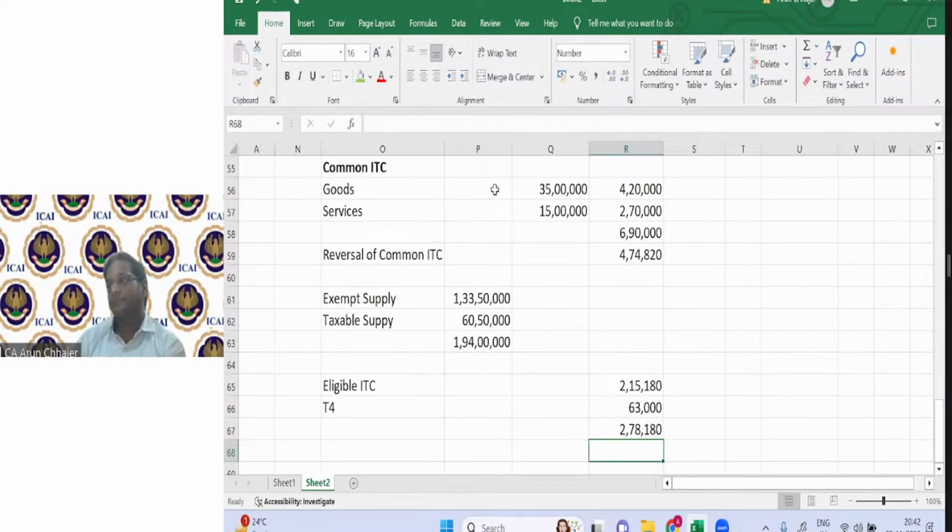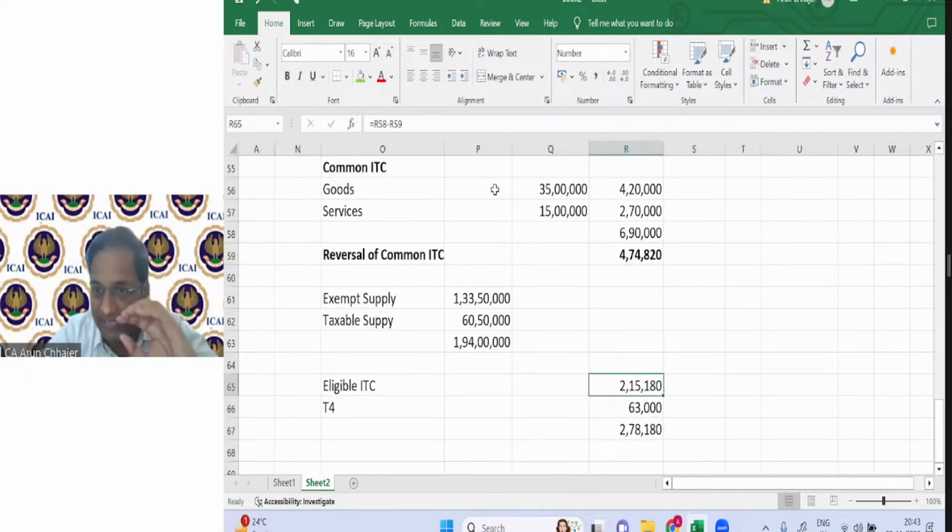$278. 180 ये क्या है मेरा? ये मेरा कॉमन आईटीसी है, इलेक्ट्रॉनिक क्रेडिट लेजर. See what we have calculated. So we have given the common ITC. ठीक है, कॉमन आईटीसी से मैंने क्या किया, मैंने कैलकुलेट किया एंड रिवर्सल निकाला. So रिवर्सल कितना था? This one is the reversal amount 474.